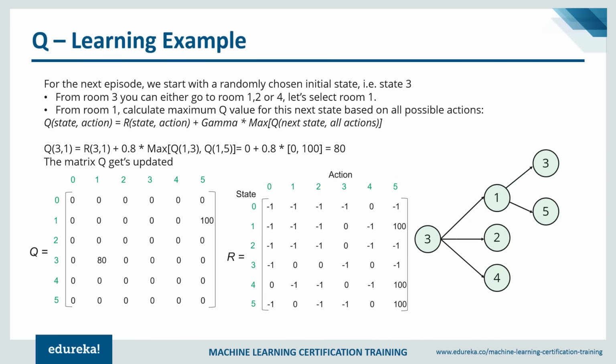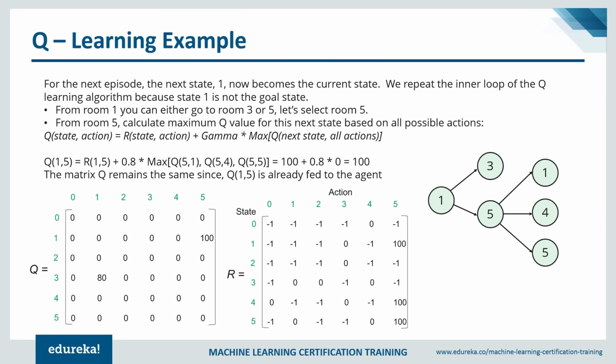For the next episode, we start with a randomly chosen initial state. Let's assume that the state is 3. From room number 3, you can either go to room number 1, 2, or 4. Let's select room number 1 because from our previous experience, we've seen that 1 is directly connected to room number 5. So from room number 1, calculate the maximum Q value for this next state based on all possible actions. For (3,1), we get R(3,1) plus 0.8 gamma times the maximum of these, and we get the value as 80. So the matrix Q gets updated.